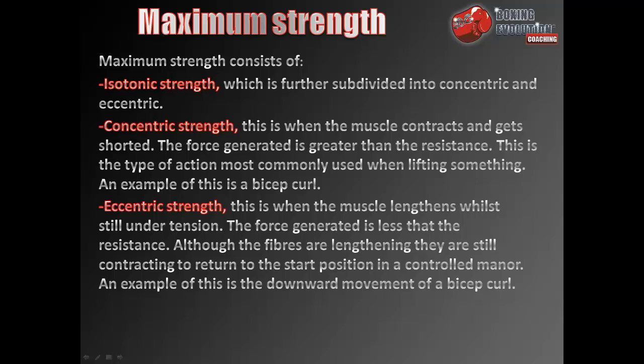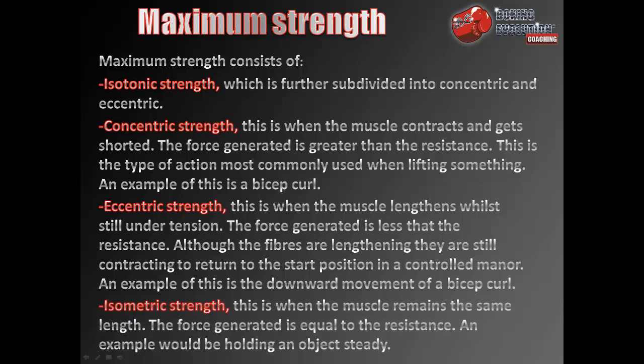Eccentric strength. This is when the muscle lengthens while still under tension. The force generated is less than the resistance. Although the fibres are lengthening, they are still contracting to return to the start position in a controlled manner. An example of this is the downward movement of a bicep curl.